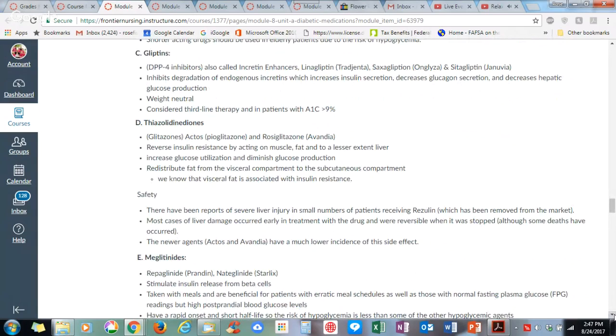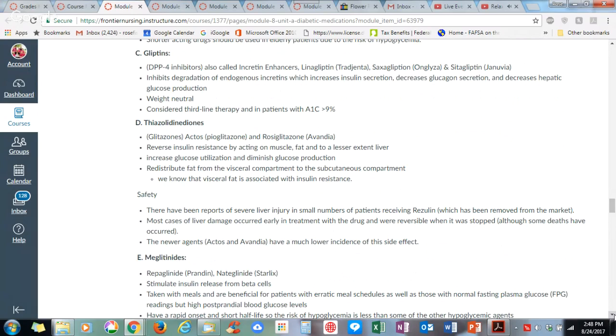The gliptins are DPP-4 inhibitors, also called incretin enhancers. Linagliptin, which is Tradjenta, saxagliptin, which is Onglyza, and sitagliptin, which is Januvia. Inhibits degradation of endogenous incretins, which increases insulin secretion, decreases glucagon secretion, and decreases hepatic glucose production. They are weight neutral, considered third-line therapy in patients with A1C greater than 9%.